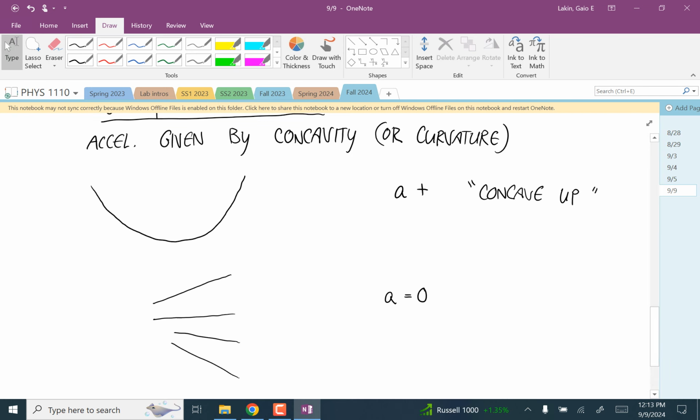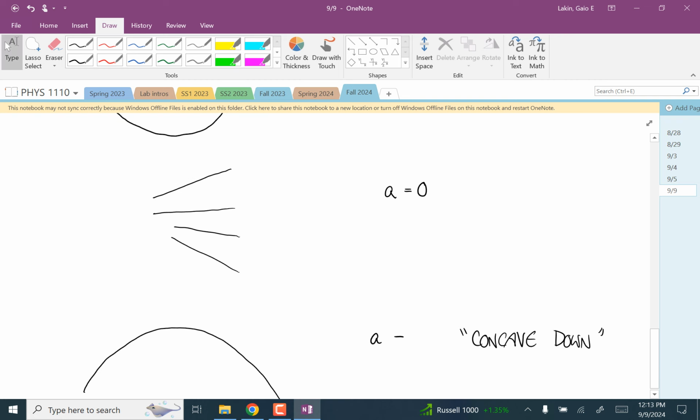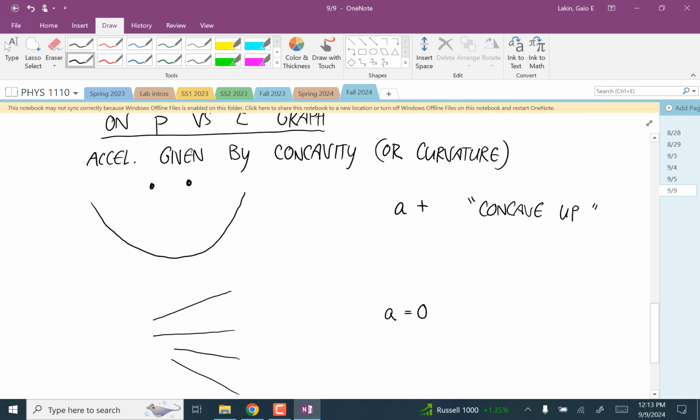So you can remember positive and negative this way. Positive, like think of the attitude of the curve, you know, like that guy has a positive attitude.